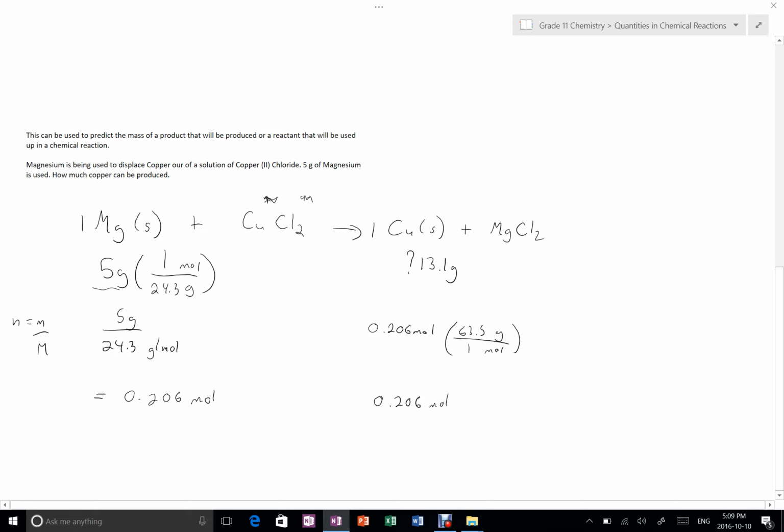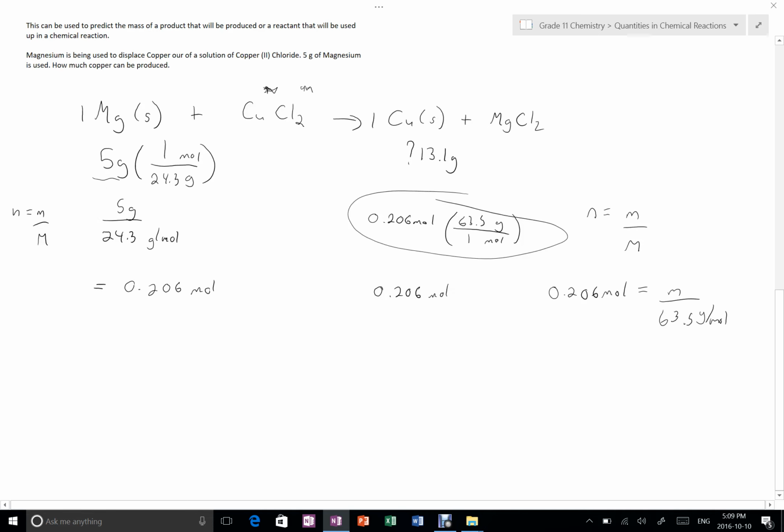That was a 1-to-1 ratio. Seems like we better do an example that doesn't have a 1-to-1 ratio, but that gets you started. If you prefer, just to reiterate this step in another way, I could have said the number of moles is equal to the mass divided by the molar mass, which would have been 0.206 moles equals the mass divided by the molar mass, which is 63.5 grams per mole. So the mass is equal to, and then you end up multiplying to get back to your 13.1 grams of copper.